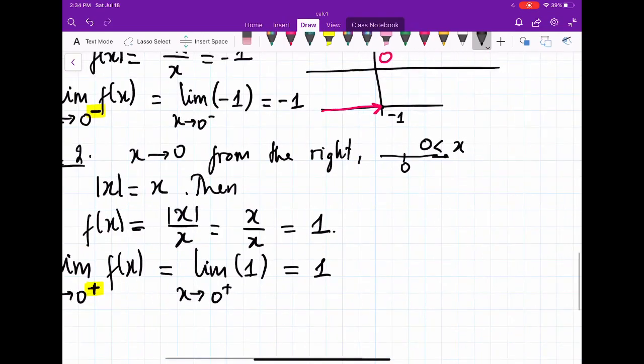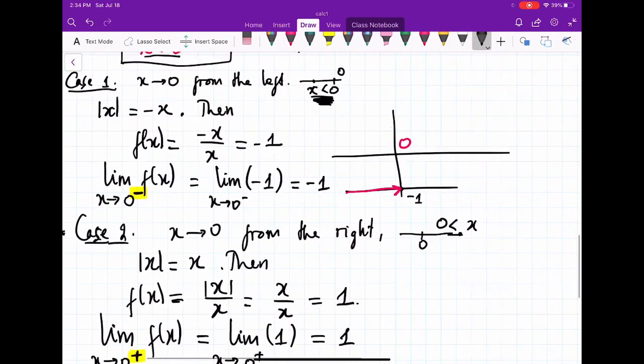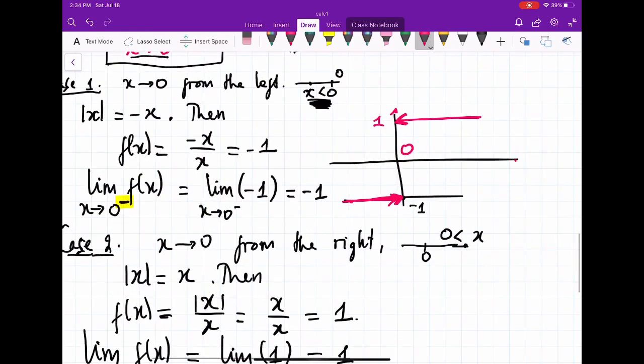So if I draw that picture on the same system of coordinates right here, I have the following one. This is 1, this approaches from the right. So what can we see in this picture? The left limit and the right limit, right? This is called the left limit. This is the right limit.